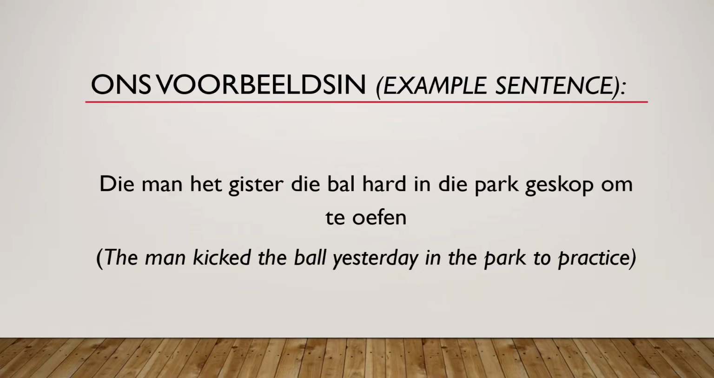So to be able to identify all these different parts of stompie, let us use an example sentence. Our example sentence for today would be: die man het gister die bal hard in die park geskop om te oefen. So, the man kicked the ball hard yesterday in the park to practice. Let's break each one of these components of stompie down into smaller pieces to understand each one on its own.